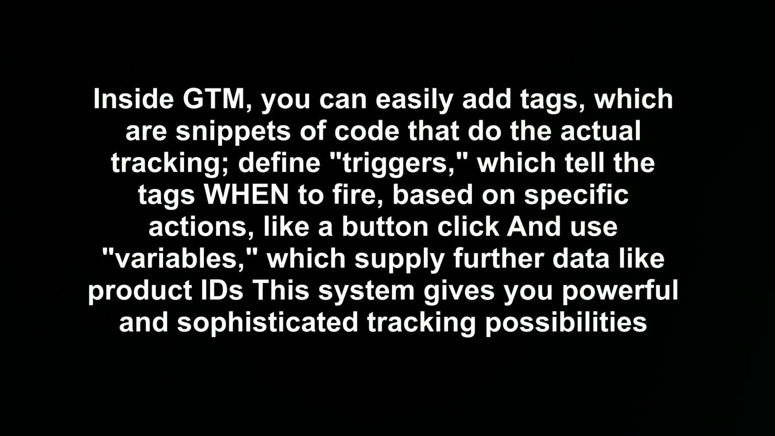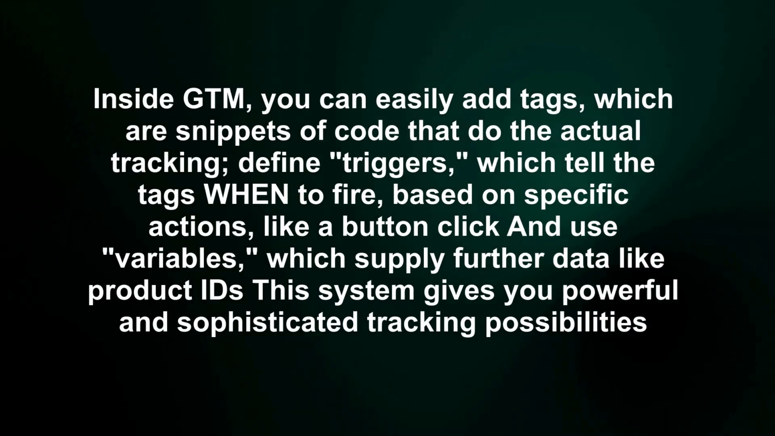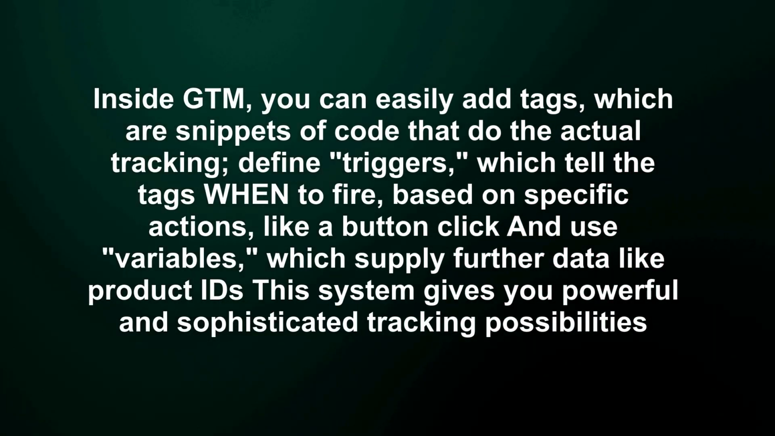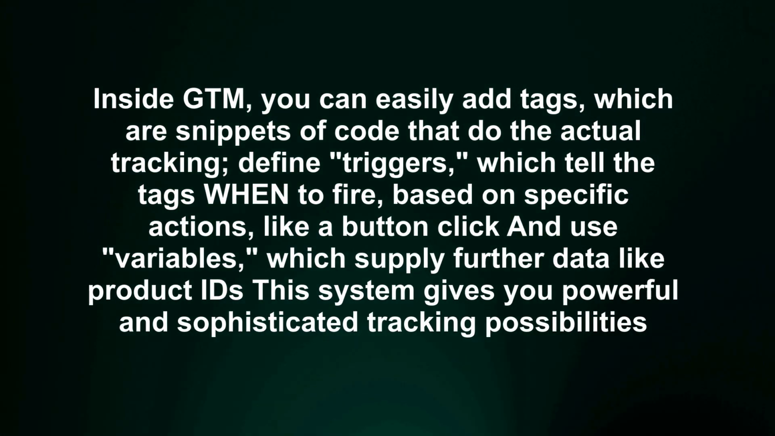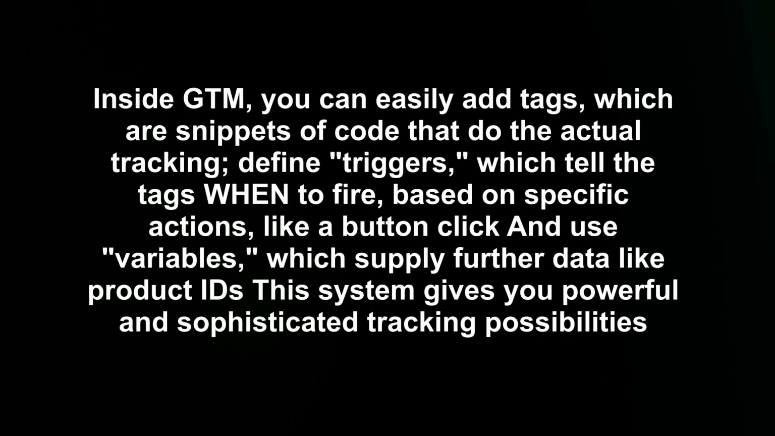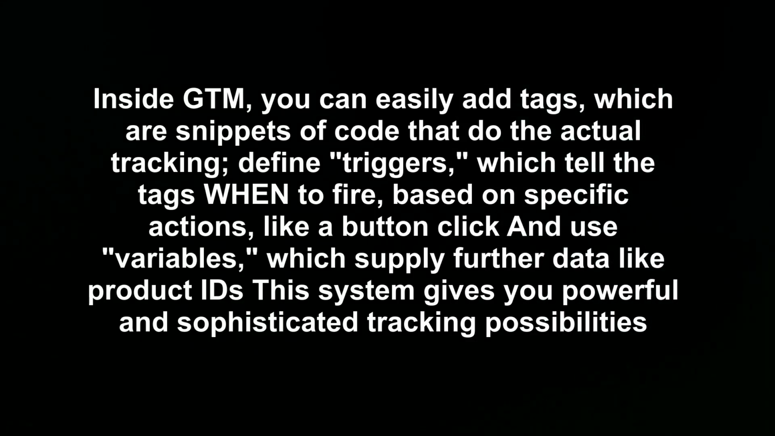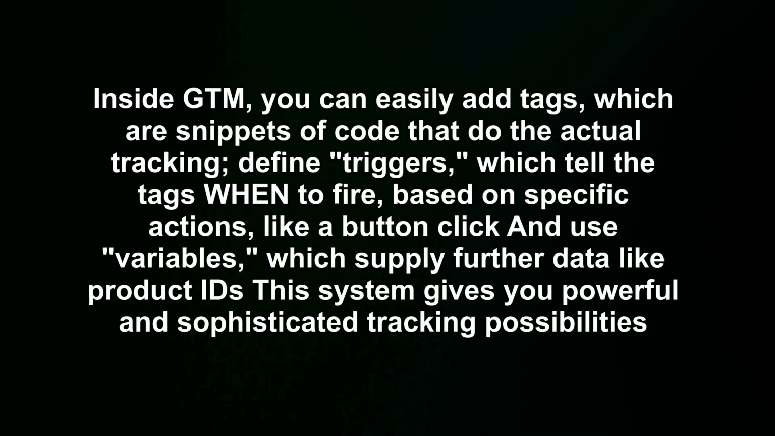Inside GTM, you can easily add tags, which are snippets of code that do the actual tracking. Define triggers, which tell the tags when to fire, based on specific actions, like a button click, and use variables, which supply further data like product IDs. This system gives you powerful and sophisticated tracking possibilities.